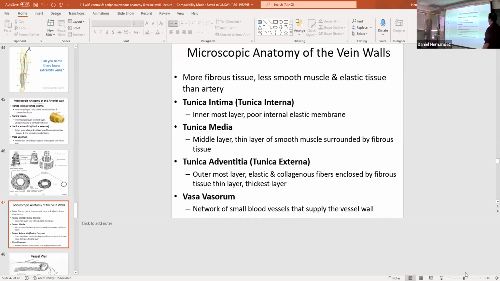For venous anatomy, it's very similar to arterial. So same names in terms of the vessel layers. They're just thinner, with more fibrous tissue and less of that smooth muscle and elastic tissue than an artery.